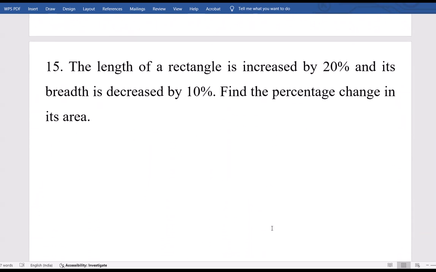Now what about this? The length of a rectangle is increased by 20%, and the breadth is decreased by 10%. What is the change in area? If it is increasing, how much percent increase? If it is decreasing, how much percent decrease? Find the percentage change in its area.